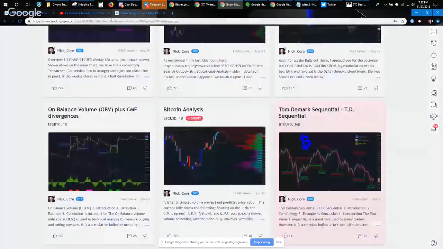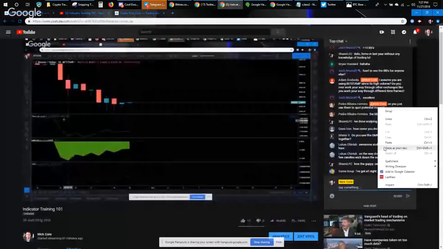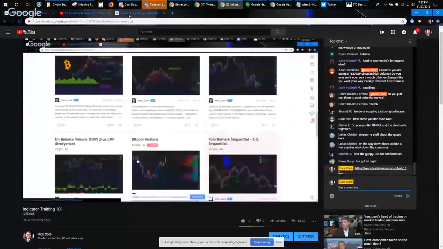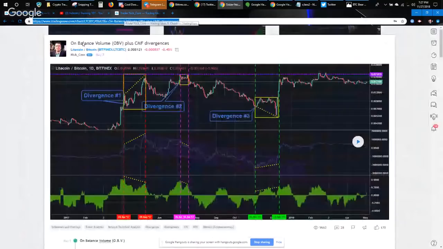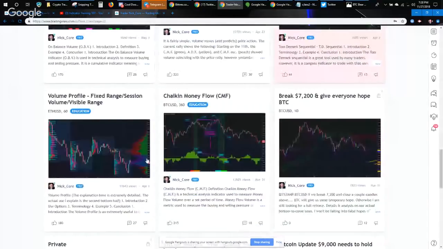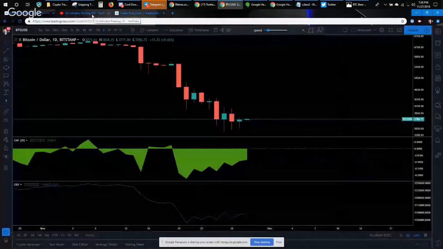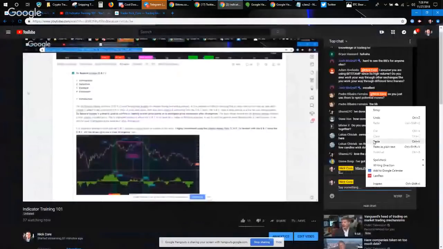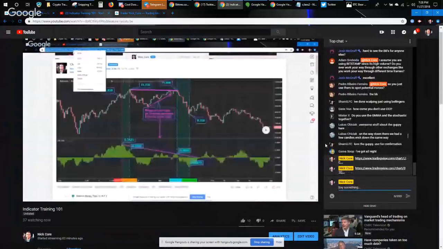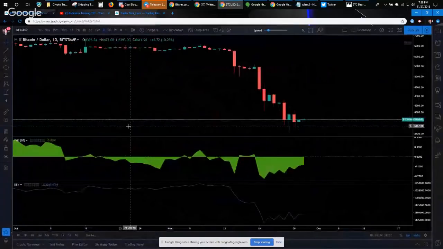Here's the OBV plus CMF divergences. Guess what, guys? These spotted the top of Bitcoin also perfectly. I explained how I did it in there, how it did it for me. Chaikin Money Flow, CMF, post both of these in here. You guys better learn a lot off of these. You will never buy the top again based off of these indicators if you do it right. There they are. Study them later so I can take you through these.